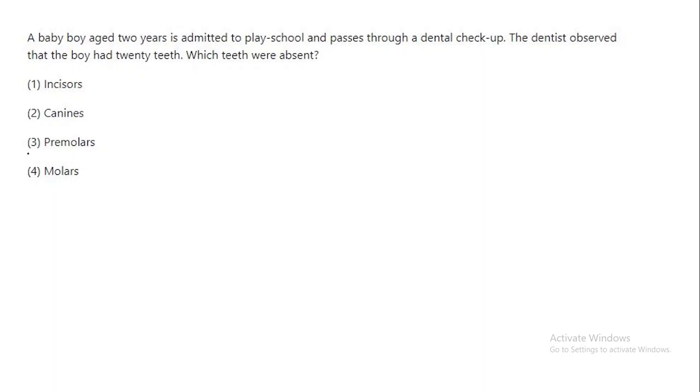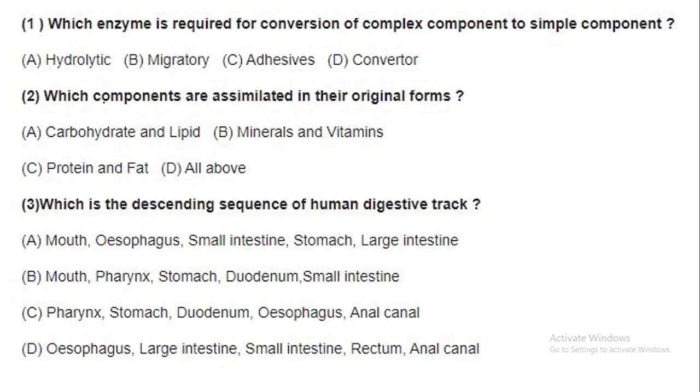Premolars or molars? The premolars are absent in the babies, in whom the milk teeth are present. Next, again, as I told you, please do not focus on the numbering here.